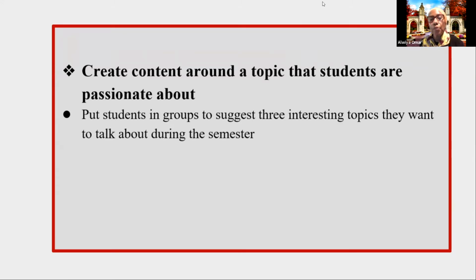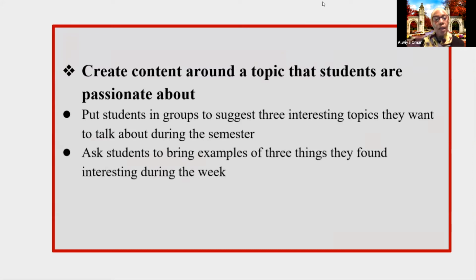If there are other topics they want integrated in the syllabus, you can go ahead and do it, because it is usually recommended to say the syllabus is subject to change. So you may integrate students' feedback on what they want. Then ask students to bring examples of three things that they found interesting during the week. For example, at the end of the week, you tell them, what did you find interesting? And they can come talk about it the next week.